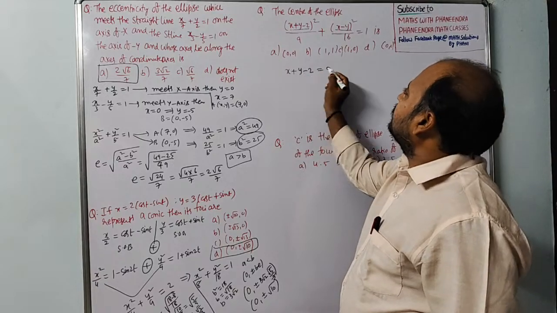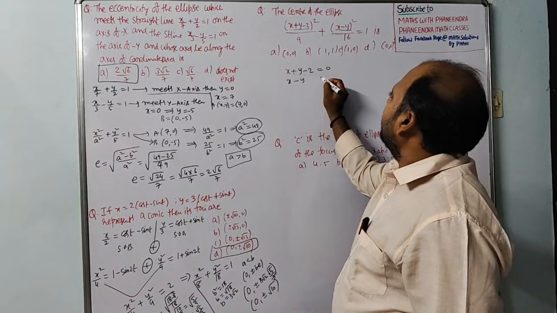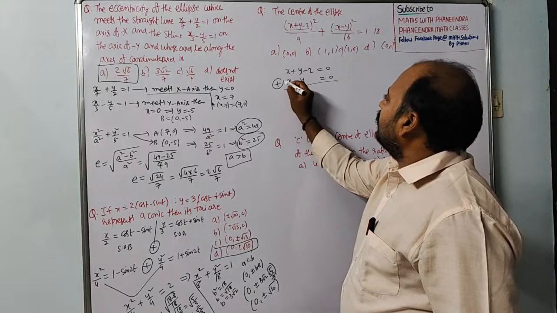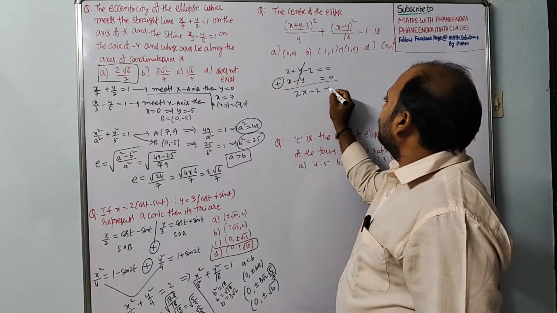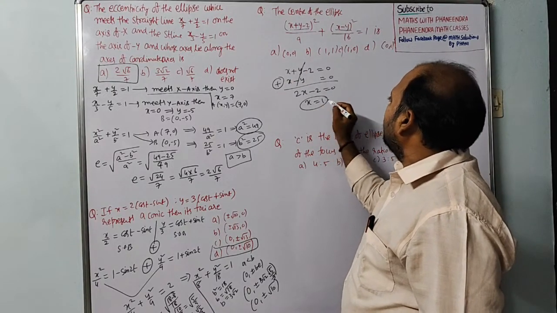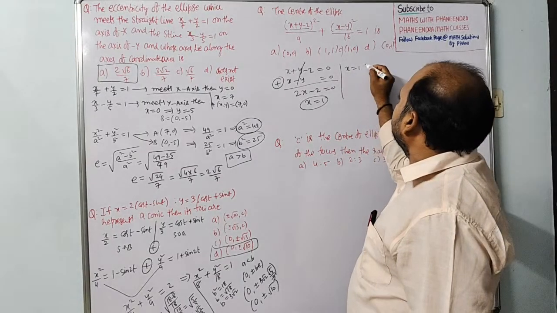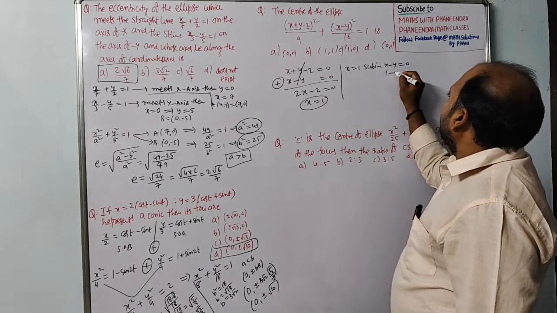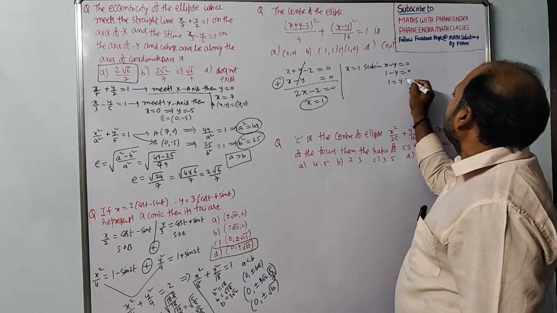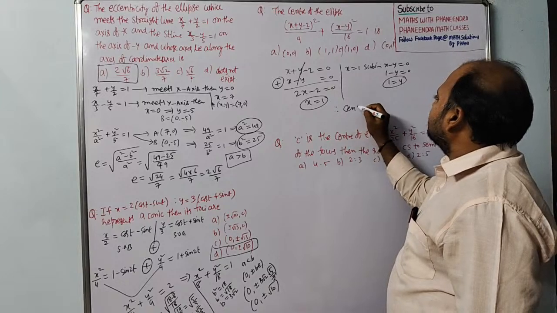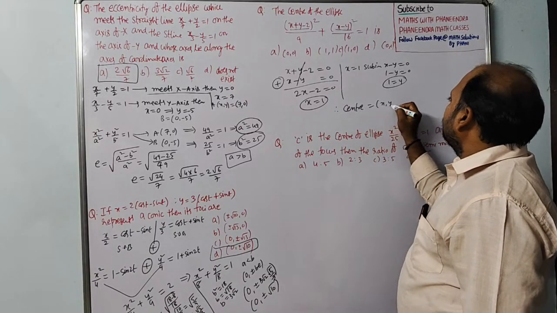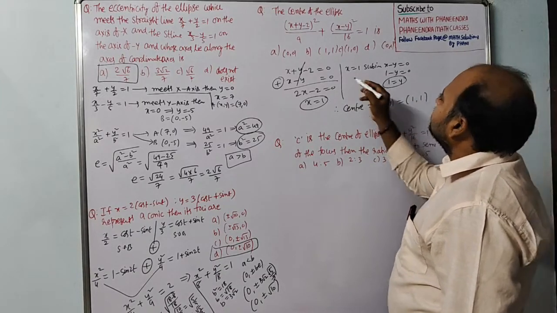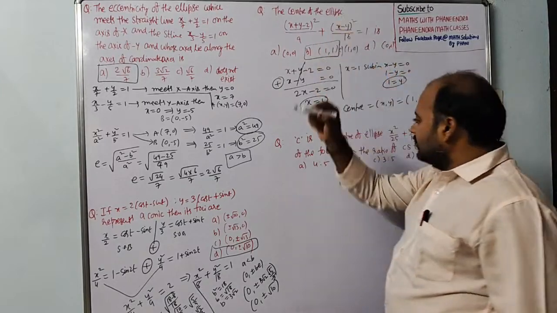x plus y minus 2 equal to 0, x minus y equal to 0. If you add both equations, 2x minus 2 equal to 0, x is equal to 1. x is equal to 1, substitute in x minus y equal to 0: 1 minus y equal to 0, 1 is equal to y. Therefore, center (x, y) equal to (1, 1). It is there in the second option, dear students.